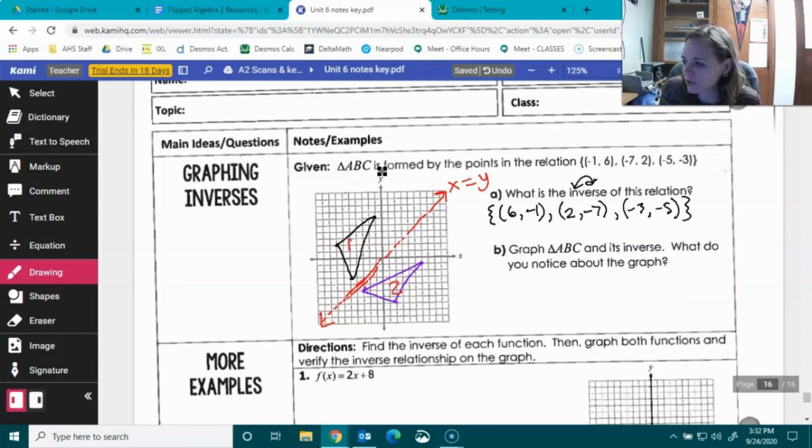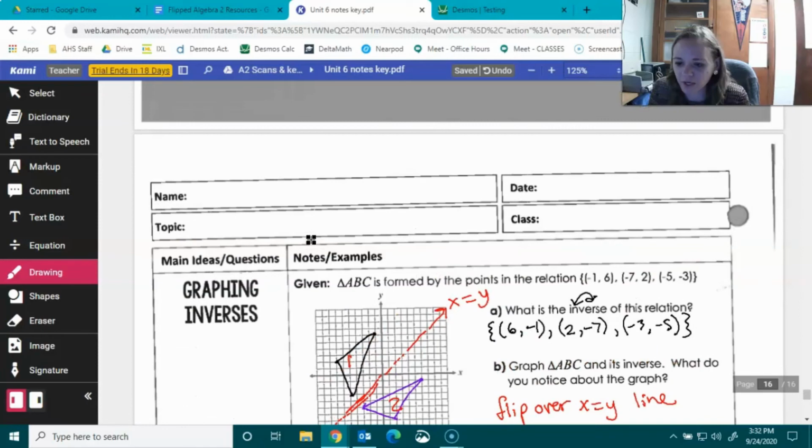What do you notice about the graphs? We've already mentioned this. They flip over the x equals y line. So let's go back. If you need to pause the video, if you're not ready yet, go ahead and do that. But I'm going to go ahead and go back.